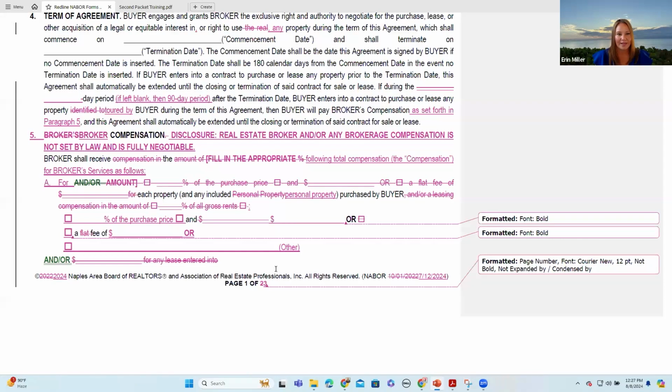Real estate broker or any brokerage compensation is not set by law and is fully negotiable. We're saying the broker here in this form is the buyer's broker shall receive the compensation for broker services as follows. And you'll have 3 checkboxes. The checkboxes will be a percentage of the purchase price, a flat fee, or some other kind of compensation.